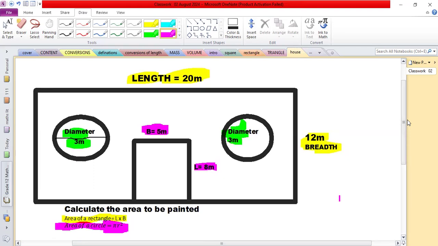Lisa Kanya Tinisa says, I think you multiply 20 times 12, which equals 250 multiplied by 2. Yes, that's it, Lisa Kanya, but you must remember that the door and the windows must not be painted. So you are painting everything. Can you please remove the door and the window?